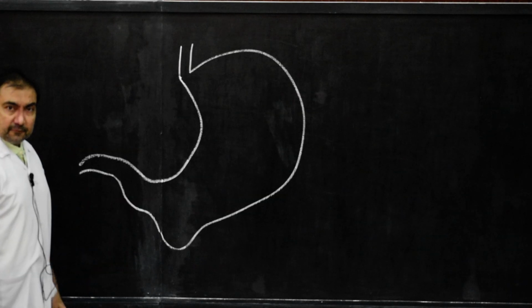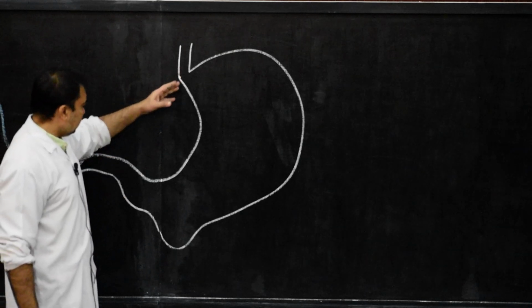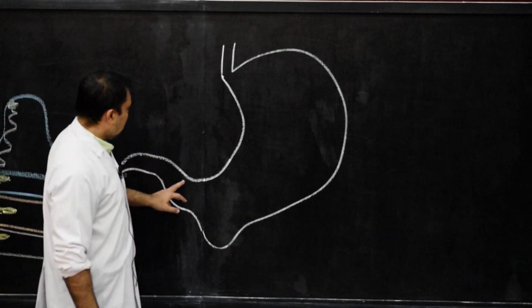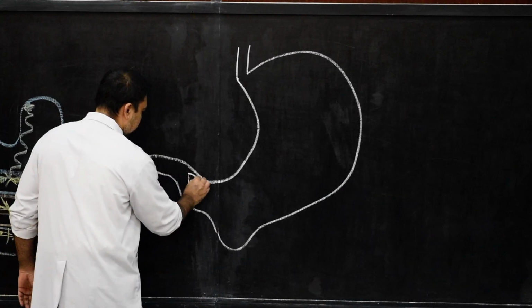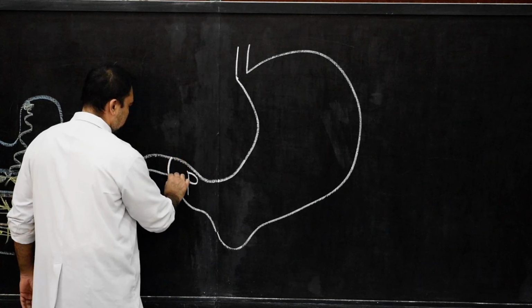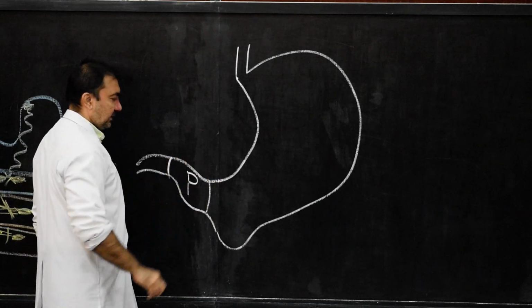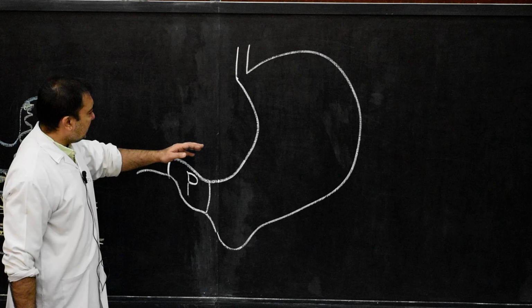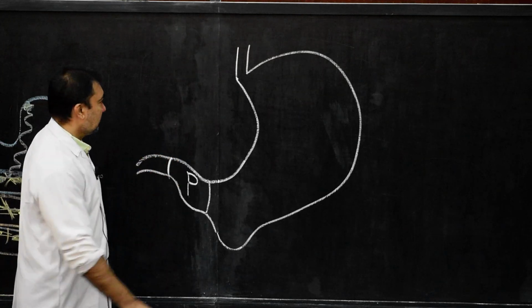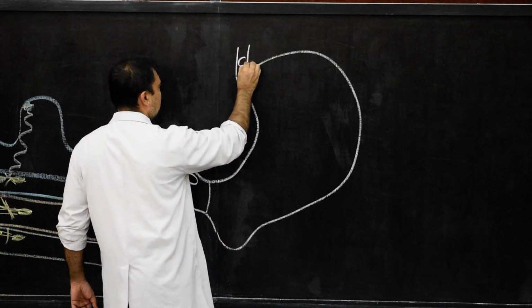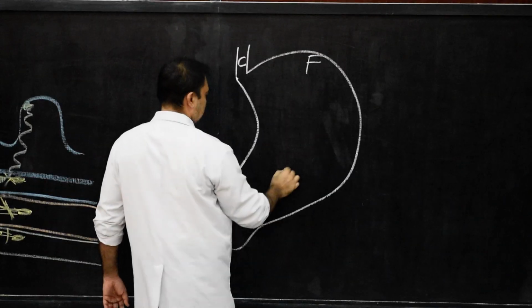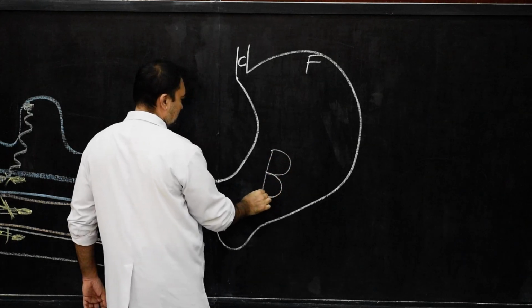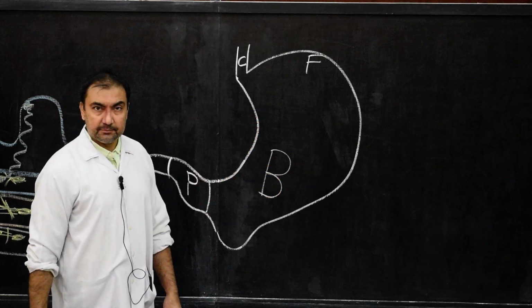Now here, this is the basic structure of a stomach, cardiac and pyloric end. Now this is the pyloric antrum. So here I am going to write this as pyloric antrum. After drawing this stomach, here I am going to write this as cardiac end. And of course this will be the fundus, and of course this will be the body of the stomach.